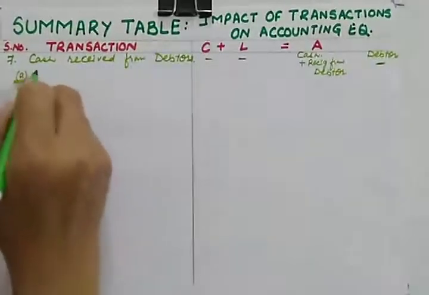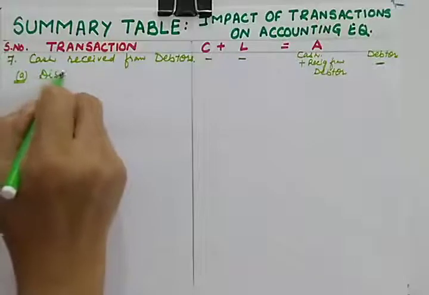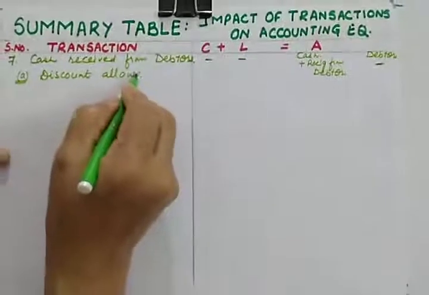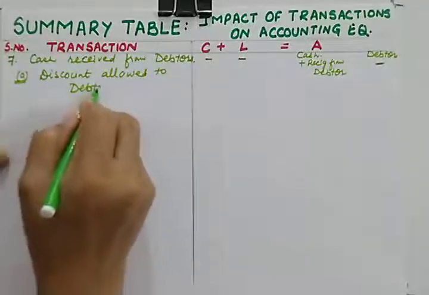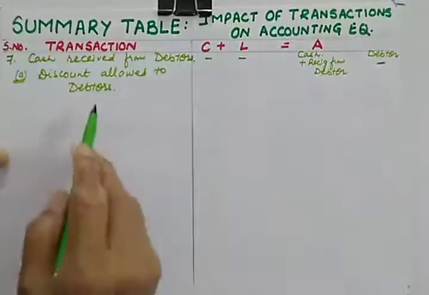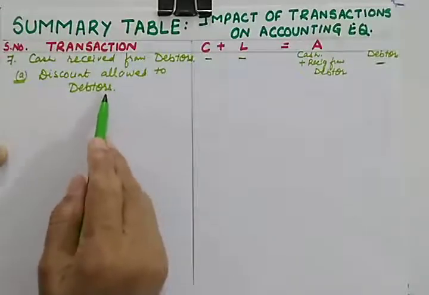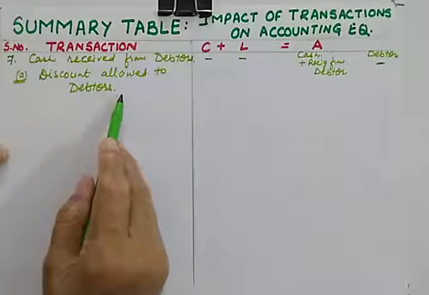Let us see. When you allow discount to debtors, so discount allowed to debtors. When you are allowing discount means you are accepting less money from the debtors. So accepting less means it is a loss to the firm, to business. This is a loss.